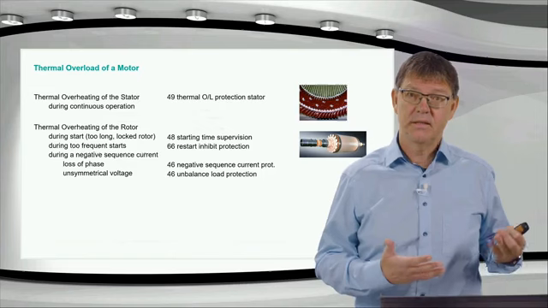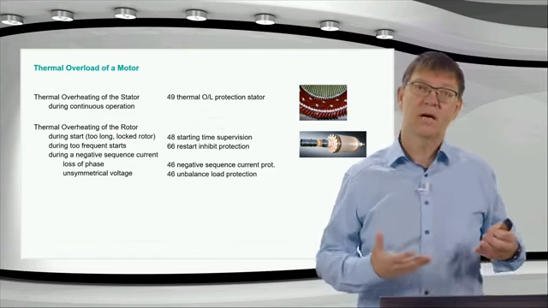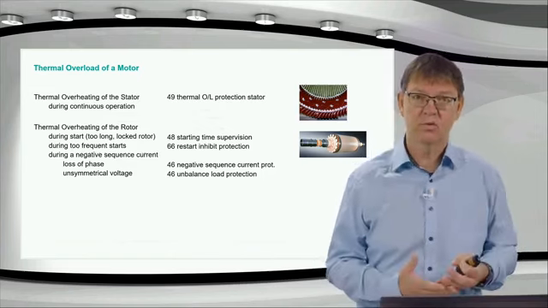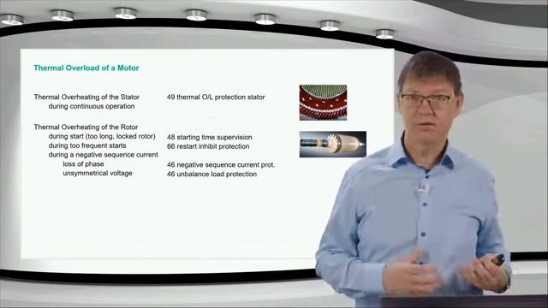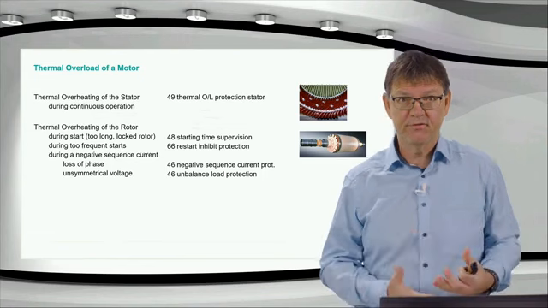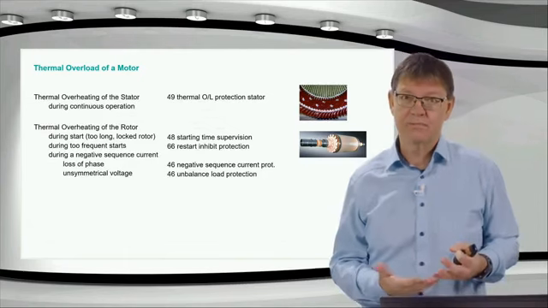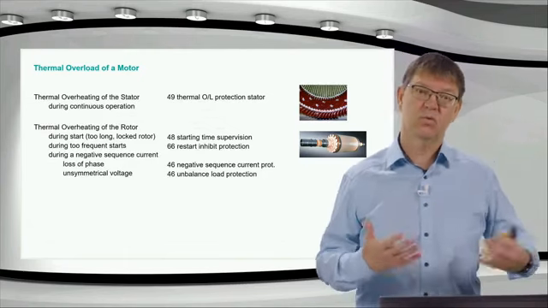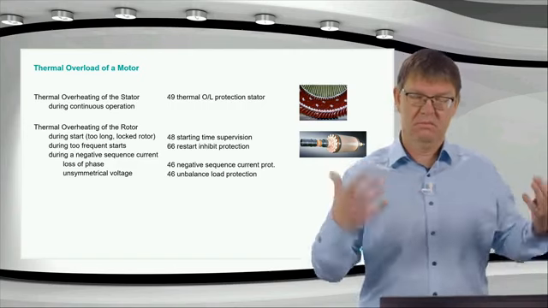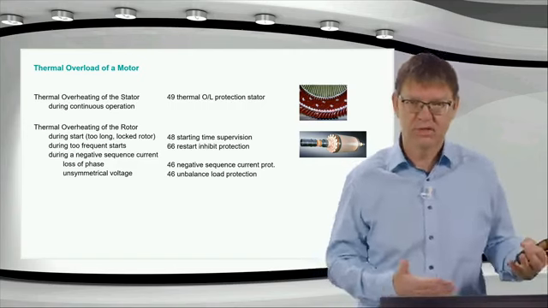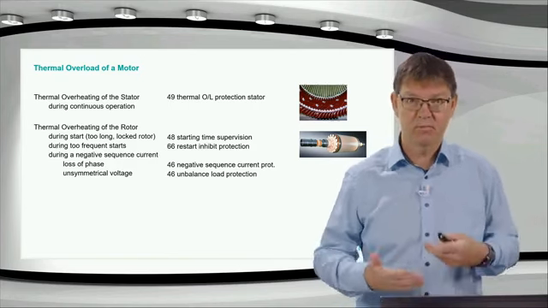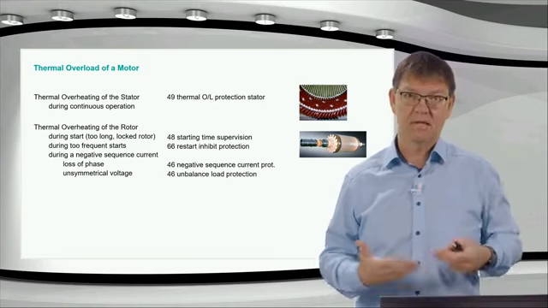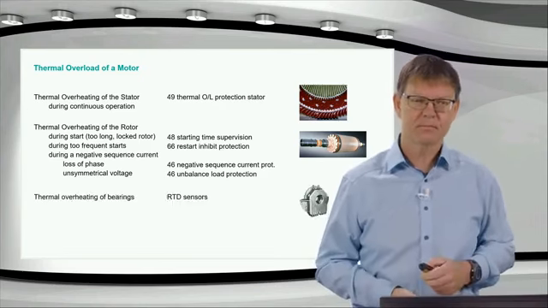On the other hand, I can get negative sequence currents due to unsymmetrical voltages on the motor, and this causes me only small negative sequence currents. They have a thermal effect, overheating of the rotor as a consequence, and therefore we have the so-called unbalanced load protection. The difference between both, again, is the one is just an independent, like an overcurrent protection. The other one has a thermal model behind, so it calculates the temperature consequences out of this negative sequence current.